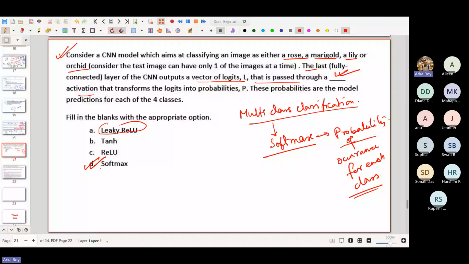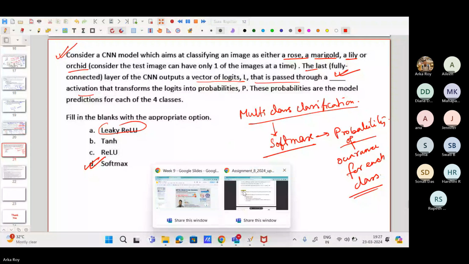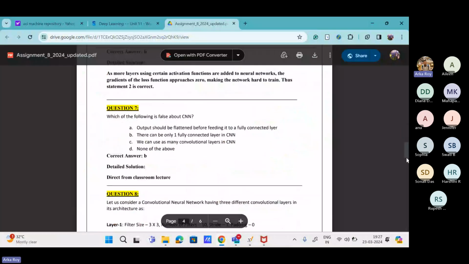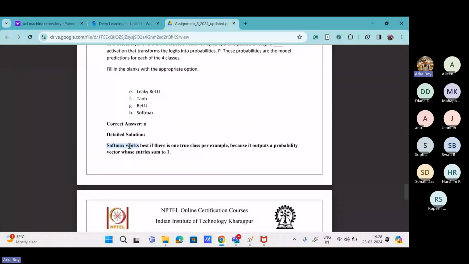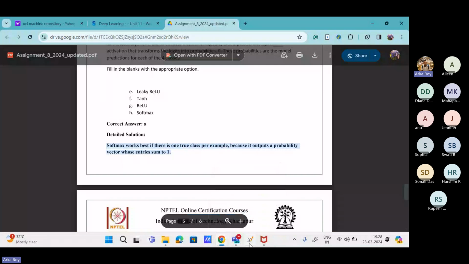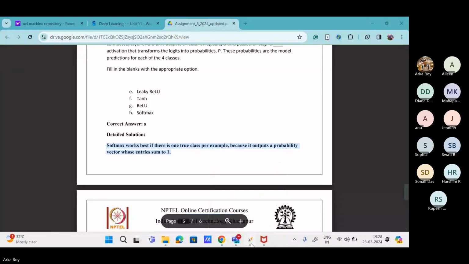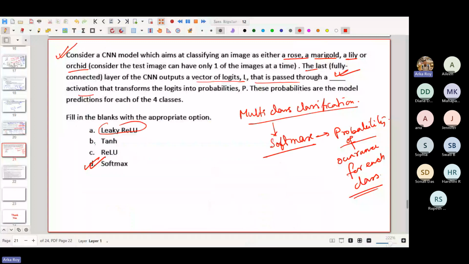Yeah, but if you see the answer script that they have given over here, there is a problem on their side. They have written that softmax works best for the true class example because it gives you the class probability which sums to 1. So that means softmax is the answer, which is ideal because it's a multi-class classification problem. But probably there was some mistake, so they ticked A as the correct answer.